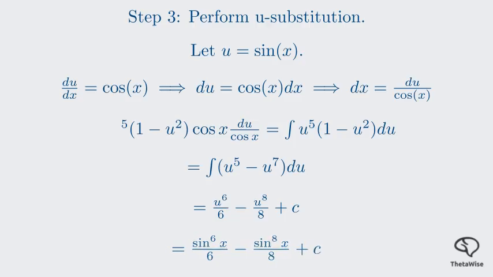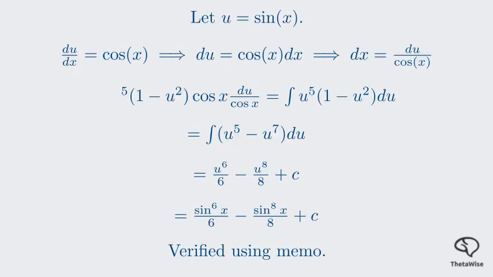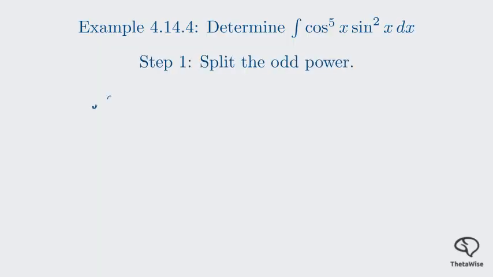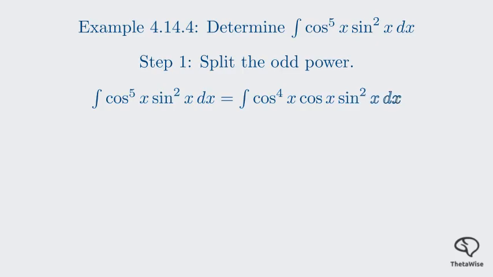c. Verified using memo. Our fourth example follows the same logic, but we'll be dealing with an odd power of cosine. The problem is to determine the integral of cosine to the fifth x times sine squared x. The odd power is on cosine, so our strategy will be to save one cosine factor and rewrite the rest in terms of sine. We split cosine to the fifth x into cosine to the fourth x times cosine x. Our integral becomes cosine to the fourth x times sine squared x times cosine x.